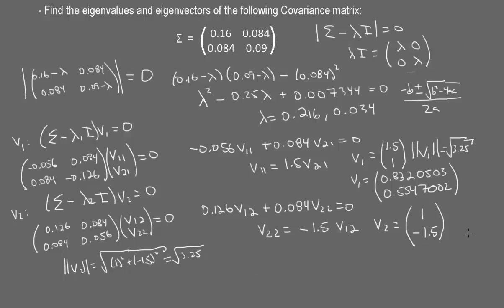So now we take these terms and divide by this value, and we get v2 to be equal to 1 divided by the square root of 3.25, which again is 0.5547002, and negative 1.5 divided by the square root of 3.25 is negative 0.8320503. So we've solved for our two eigenvectors, v1 and v2, and we've also solved our two eigenvalues. Now that concludes the lesson on linear algebra.